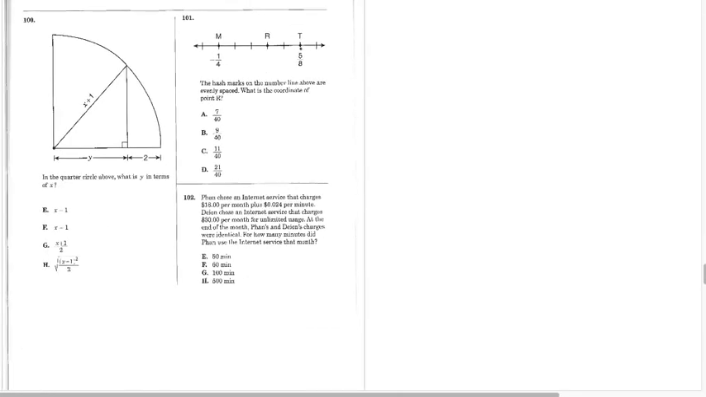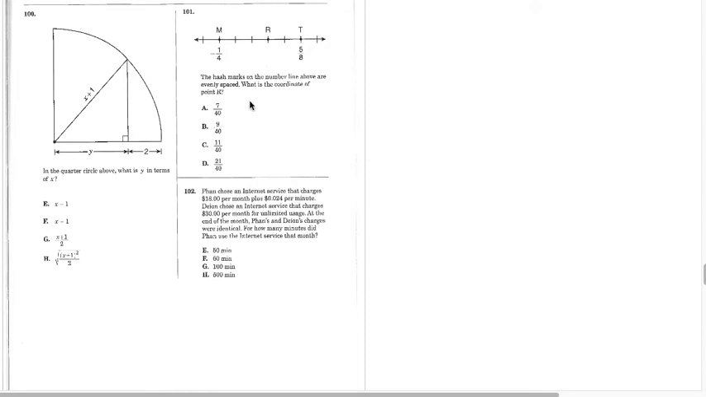Good. Number 100. So we have a radius here, and we want to know what it is in terms of y. So we have x plus 1 is equal to y plus 2. So we want to solve for y. So we're going to have y equals x minus 1, subtract 2, which happens to be E. Alright. 101.